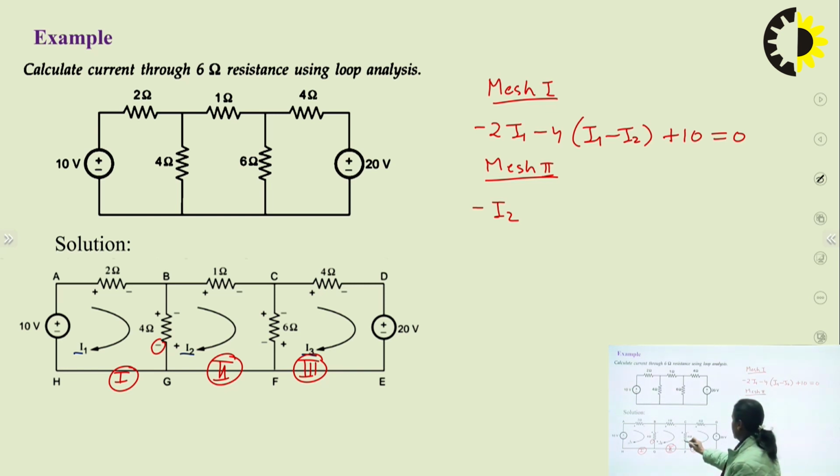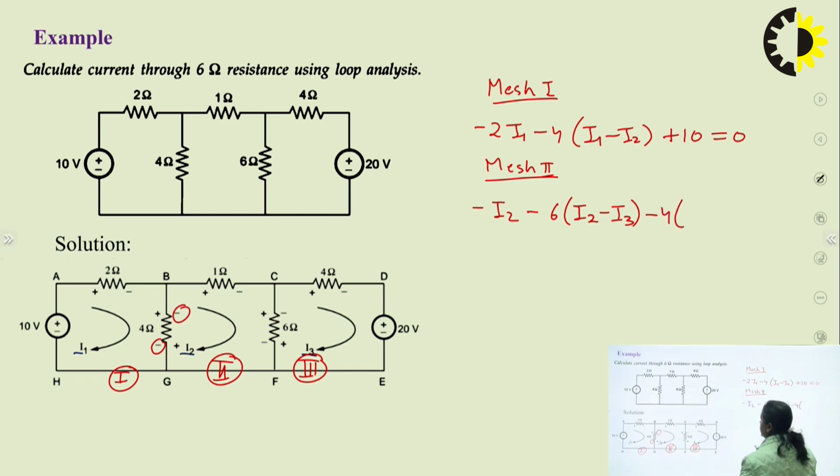And as we are going towards the drop, we will write minus 6, and the current will be I2 minus I3. And now again we are going towards the 4 ohm and we are going towards the drop. So this will be minus 4 and the current will be I2 minus I1. In this loop there are 3 resistances, and we have covered all the elements here, and this will be equal to 0. So this is the equation for mesh 2.